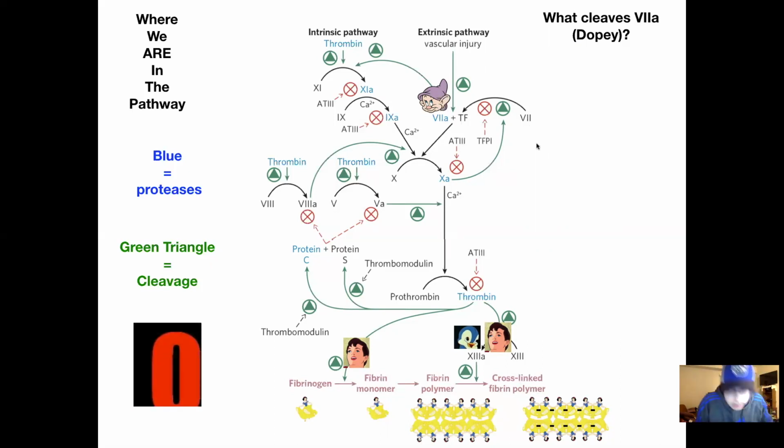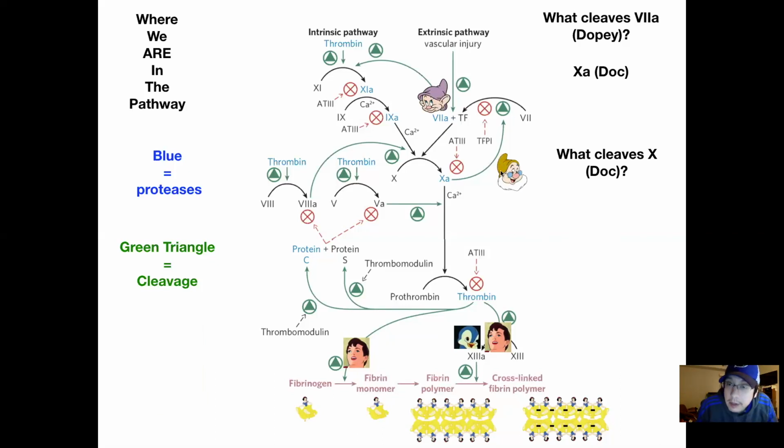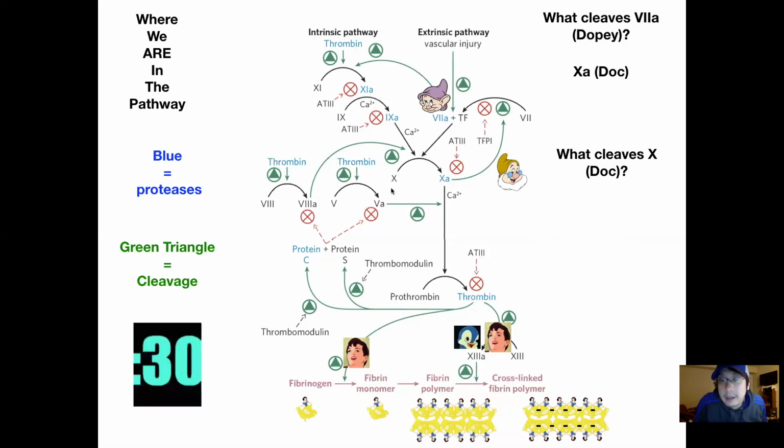The answer is 10A. Okay, that's what this figure is showing you. You had a blue protease cleaving 7. This is the zymogen into the active form 7A. Good job. What cleaves doc? What cleaves this into this? 10 into 10A.